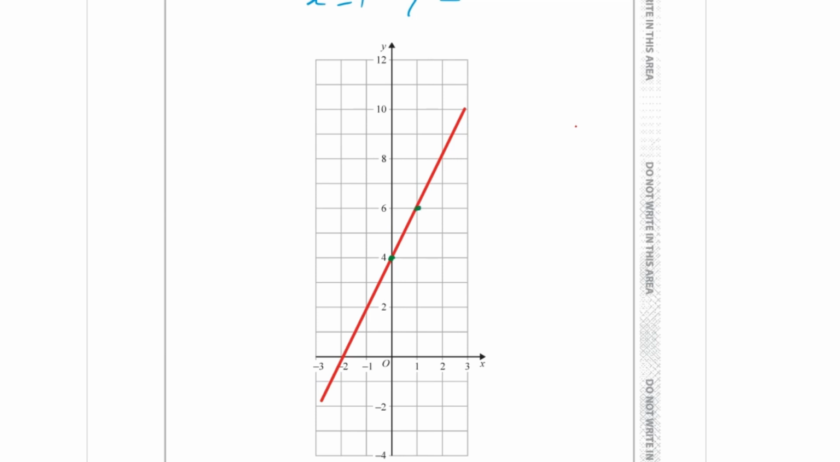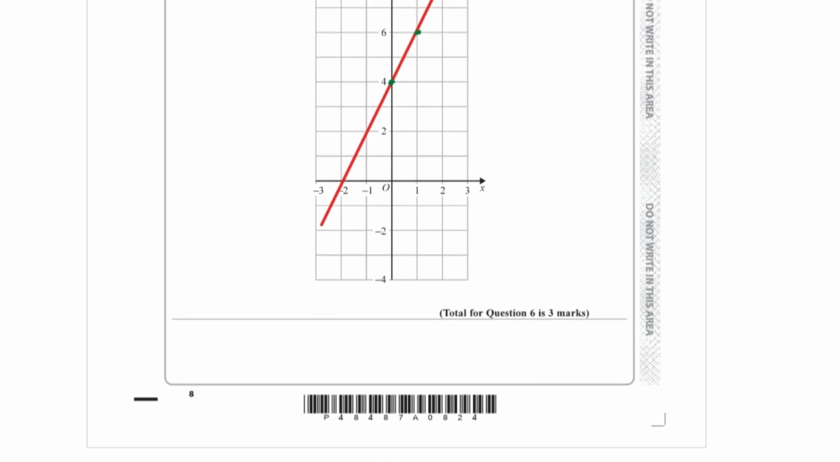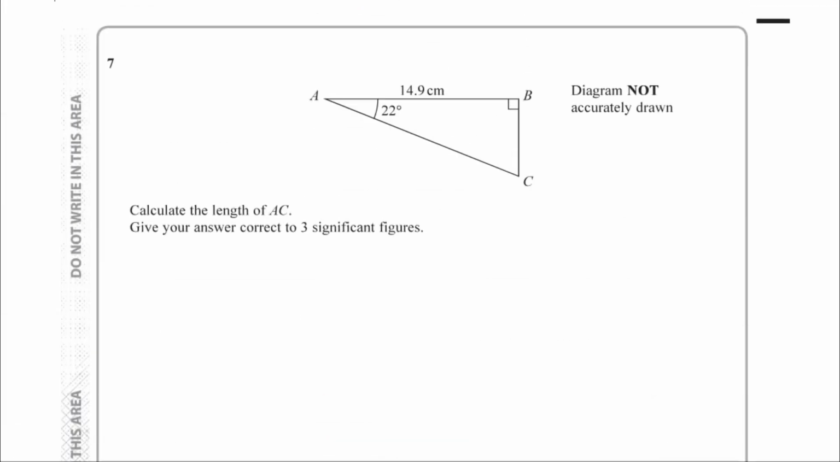Now this line does indeed go up by 2 when it goes across by 1. If you look at this using a little staircase method, we go from 6 to 8 and then we go across by 1. We go from 8 to 10 and then we go across by 1. And make sure that your graph starts at -3 and finishes at +3. So this will be good for 3 marks. Now let's move on to question 7.